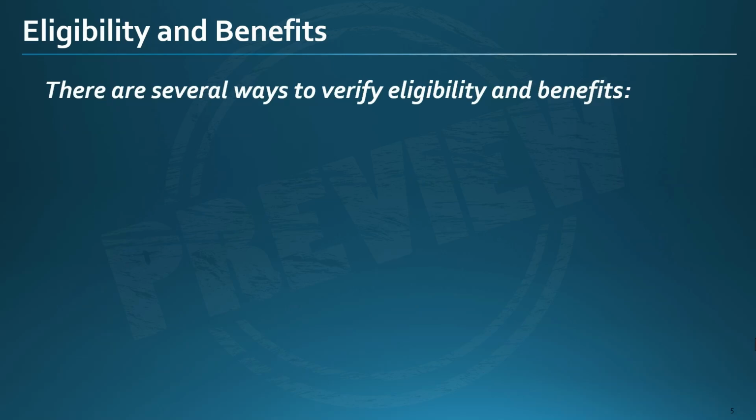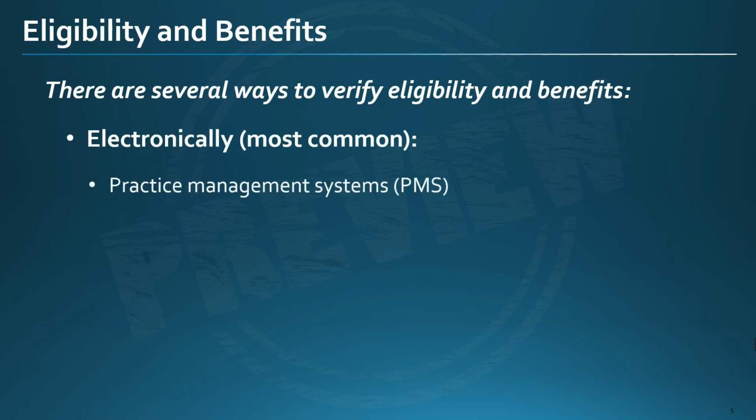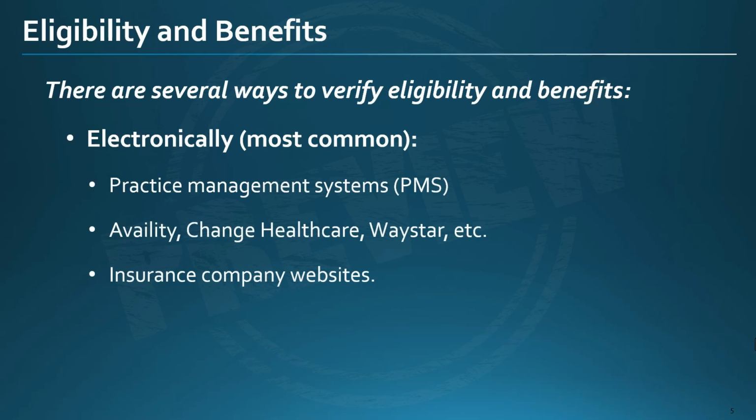There are several ways to verify a patient's eligibility and benefits. The most common is electronically, using your practice management system, if it includes an eligibility check feature. You can also use online portals like Availity, or you can often directly perform checks using the insurance company's own website. In most situations, though, using your practice's practice management system is the fastest option, since it automatically pulls the information you need once patients are placed on the schedule.